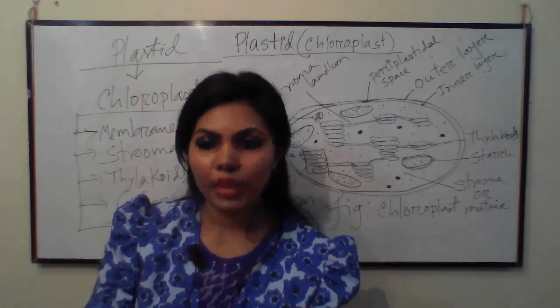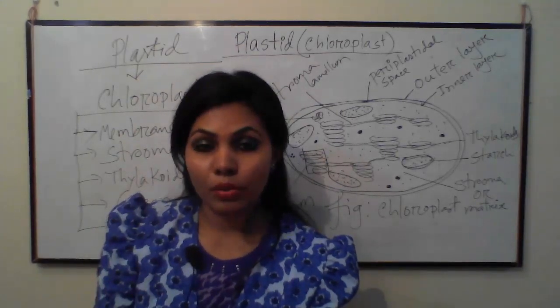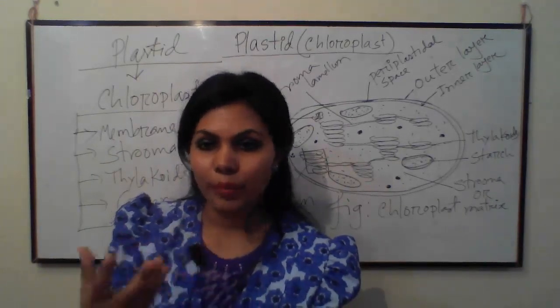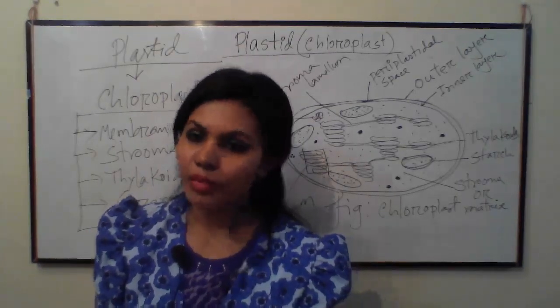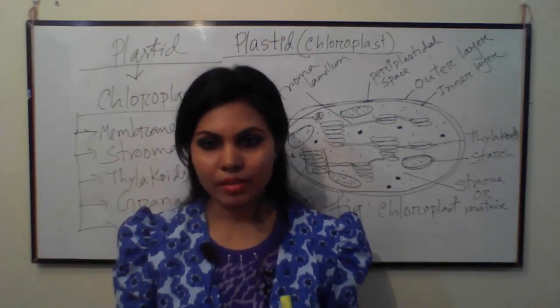Okay, so they mix together and produce foods like glucose and oxygen, and this oxygen we take in. We breathe and we survive. That is the thing. That's why the chloroplast has a vital significance.